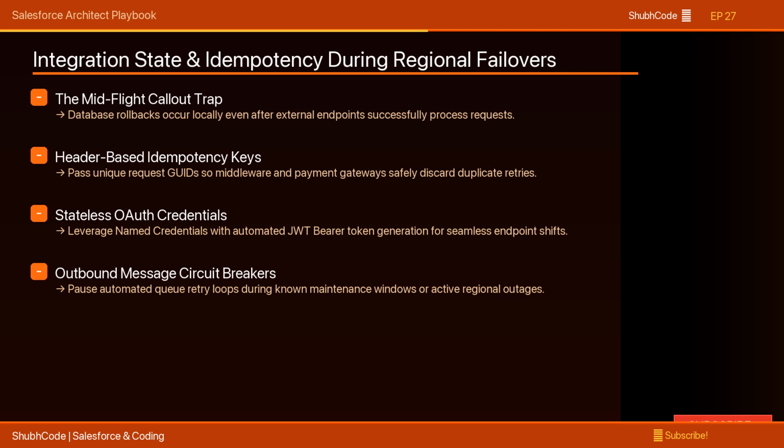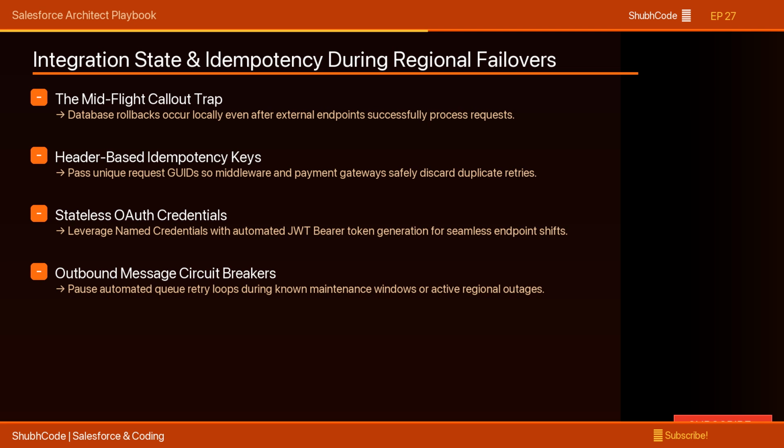During a cross-region disaster failover, inbound and outbound API integrations are the first place system integrity collapses if not explicitly architected for failure. Consider an outbound REST callout where Salesforce sends a payment request to Stripe, but the regional failover strikes immediately before Salesforce receives the HTTP 200 success response.